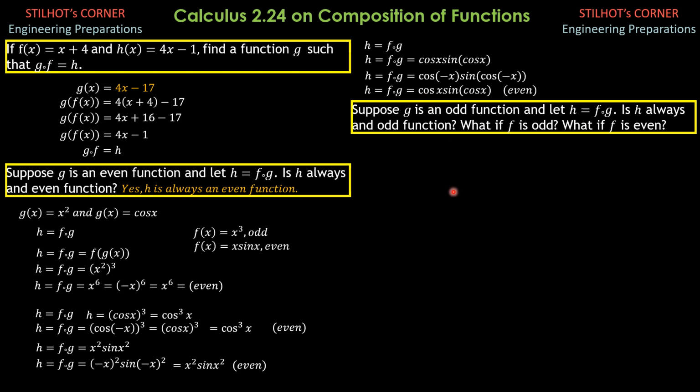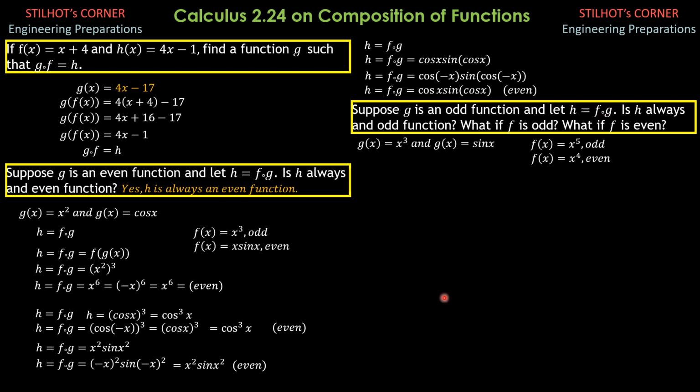So g this time is an odd function. An example of an odd function is g of x equals x cubed, and g of x equals sine of x. Then let's consider f odd and f even. So f of x is x to the fifth, which is an odd function, and f of x is x to the fourth, which is an even function. Let's just use these simple functions.